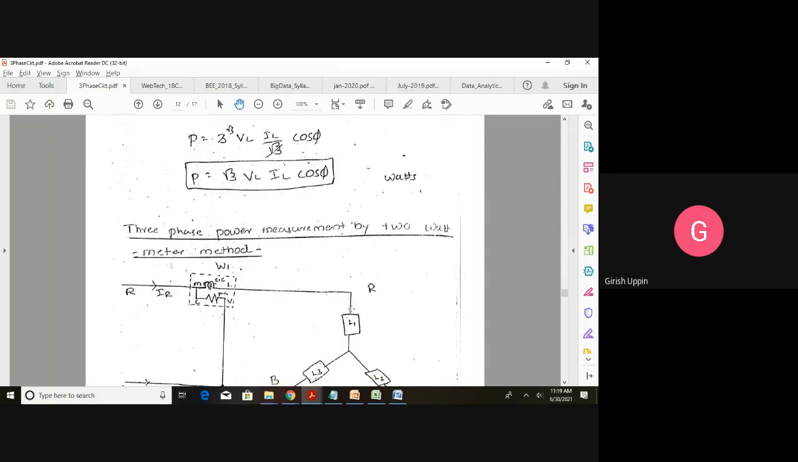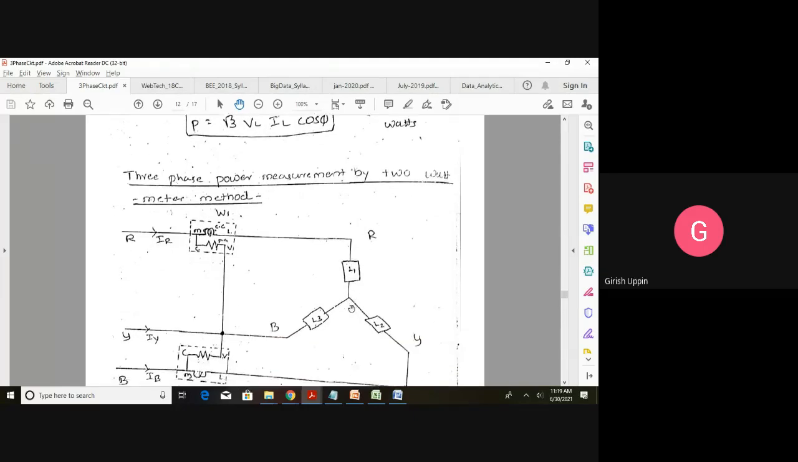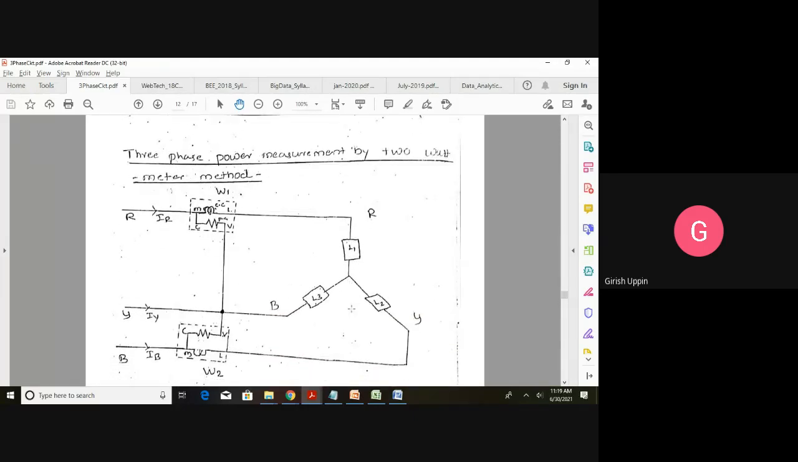Next, I told you these two are important. Again, the power measurement using the 2 wattmeter method has been asked repeatedly. These three things are repeatedly asked as a part of a theory question. So you have to make sure you understand these three, and you should be able to write these answers very easily.